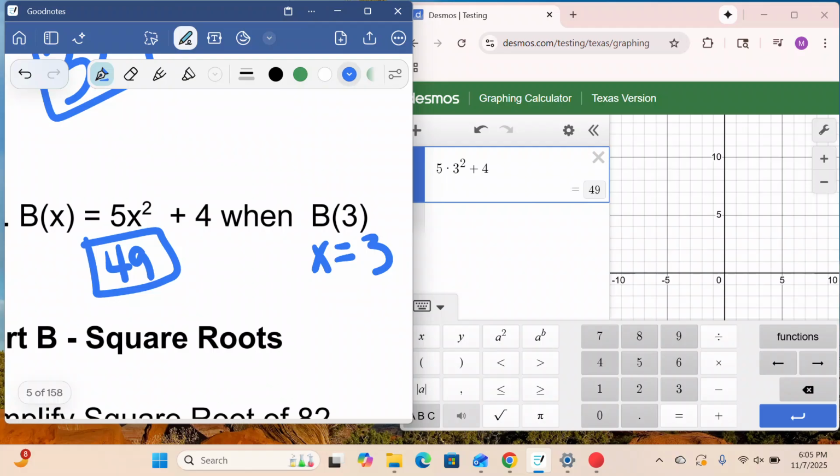So that pretty much gives me a brief overview of functions, being able to input functions. I hope this has helped with the inputting of functions.